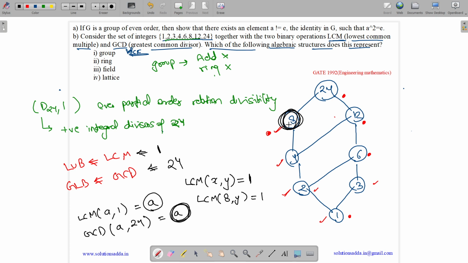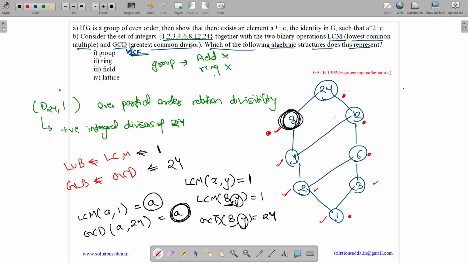So is there any item with which its least upper bound is 1? No. Least upper bound of 8 with any item: with 24, it's 24. With 12, it's 24. With 4, it's 8. With 6, it is not related. So there is no item we can find, which means 8 does not have an inverse. And we also cannot find any item whose GCD with 8 is 24, which means there is no Y, so there is no inverse for 8.